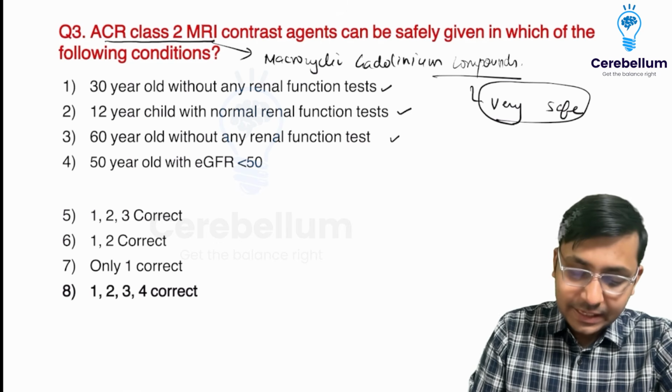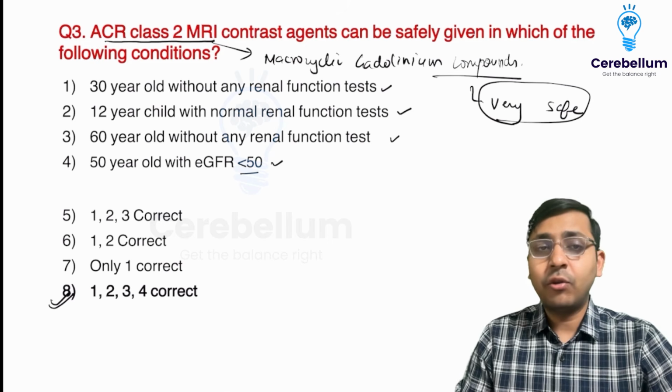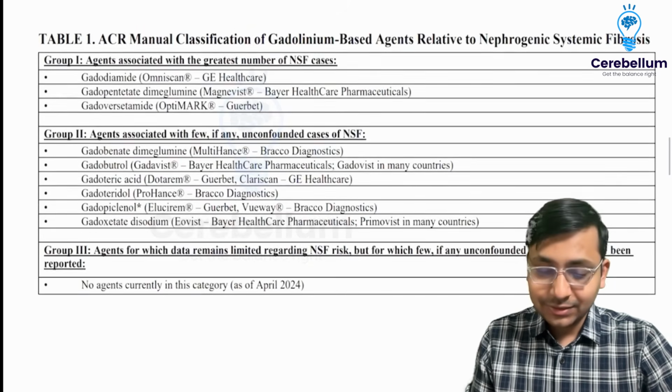50-year-old with EGFR less than 50, you can give. The answer is 1, 2, 3, 4, all options are correct. Let's see what these class 2 agents are.